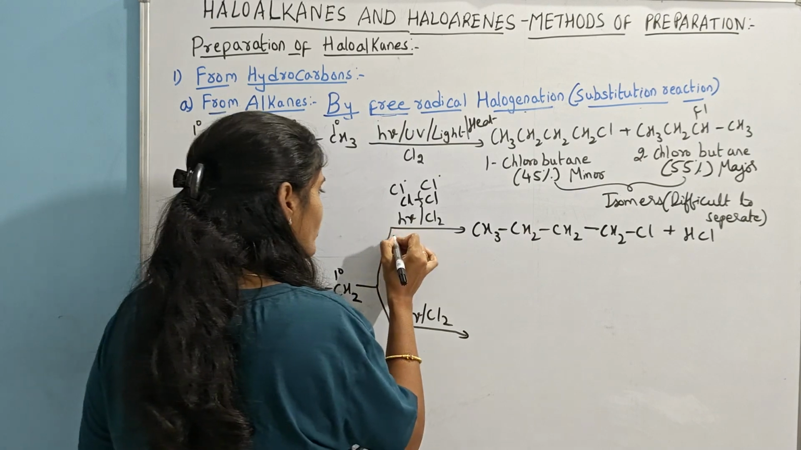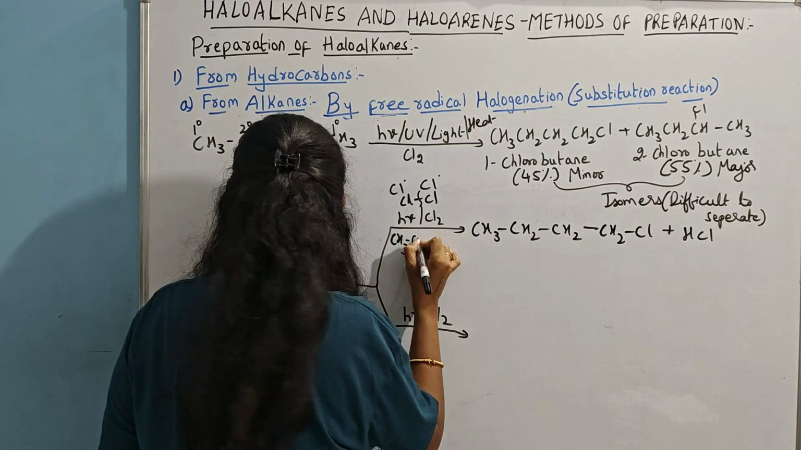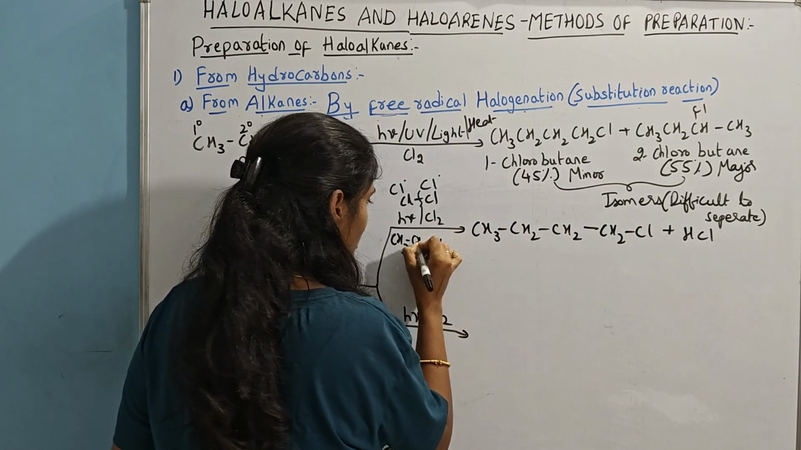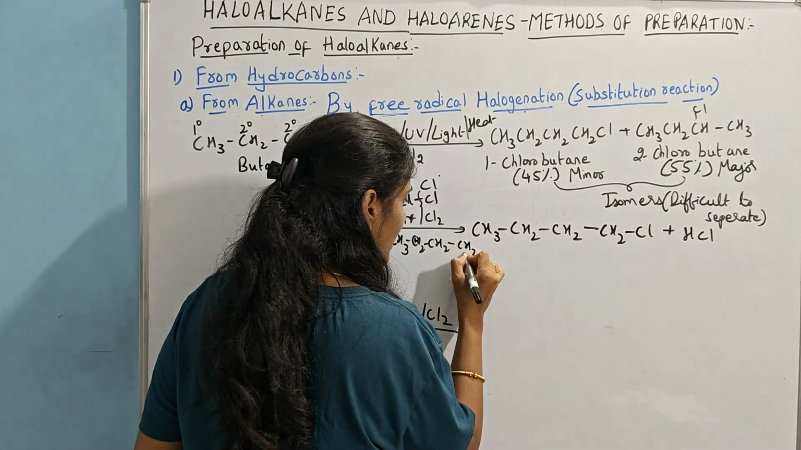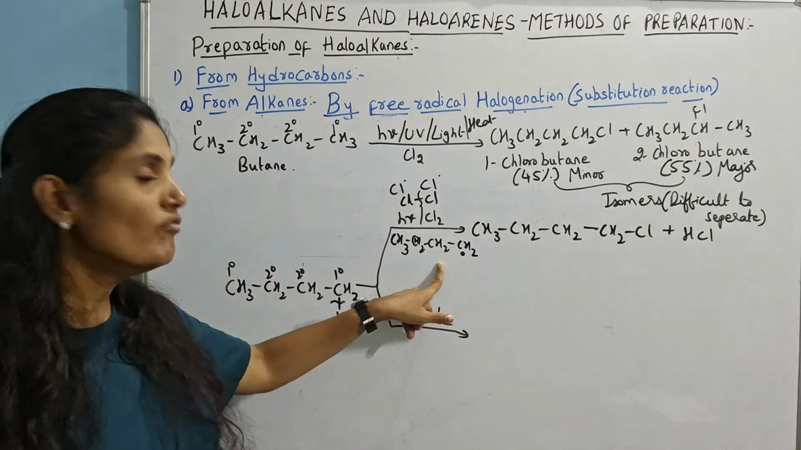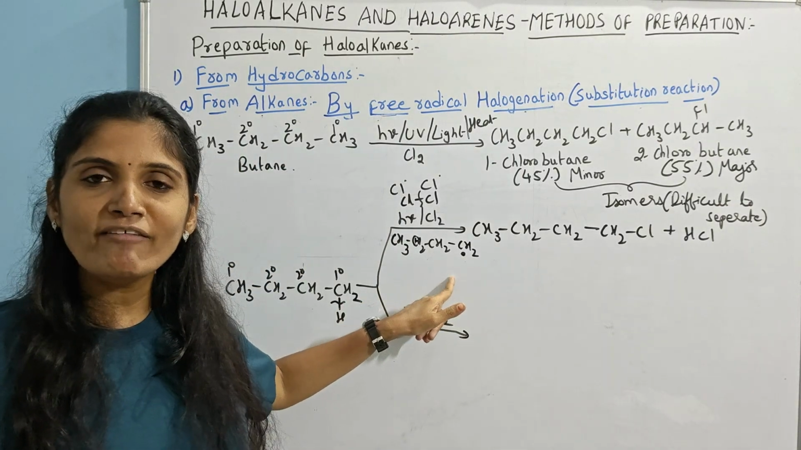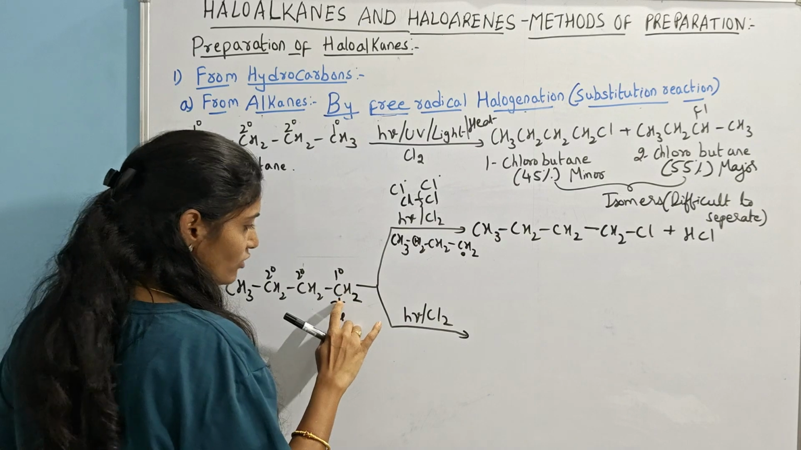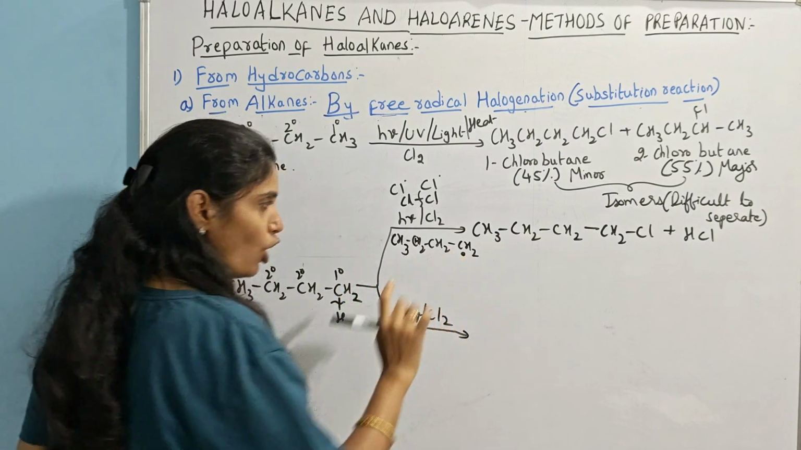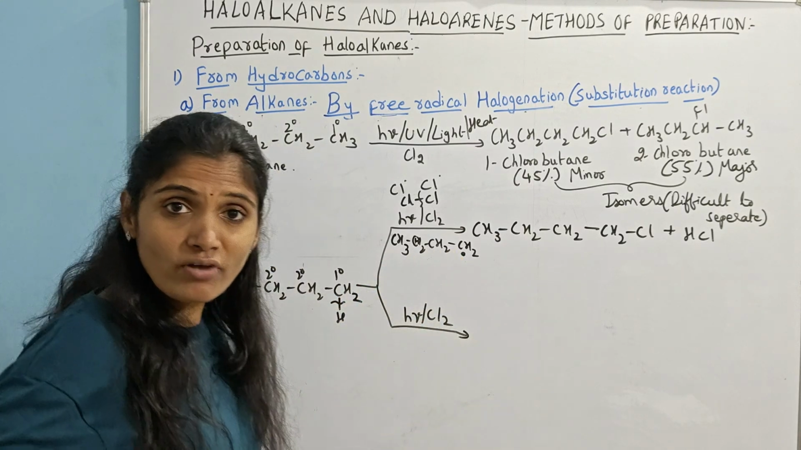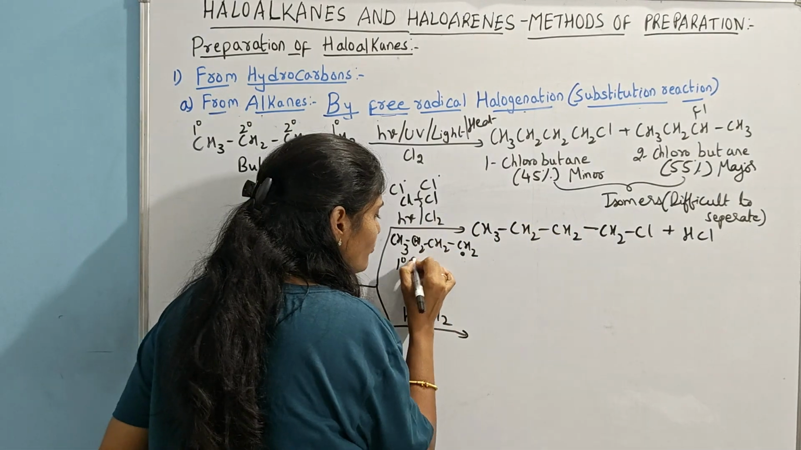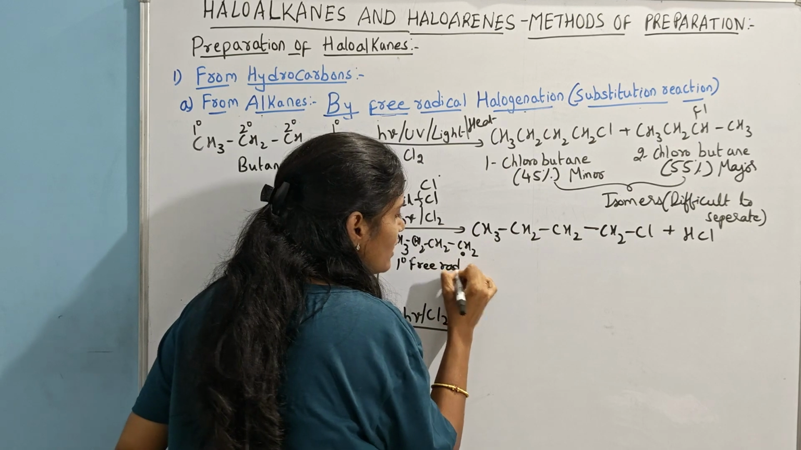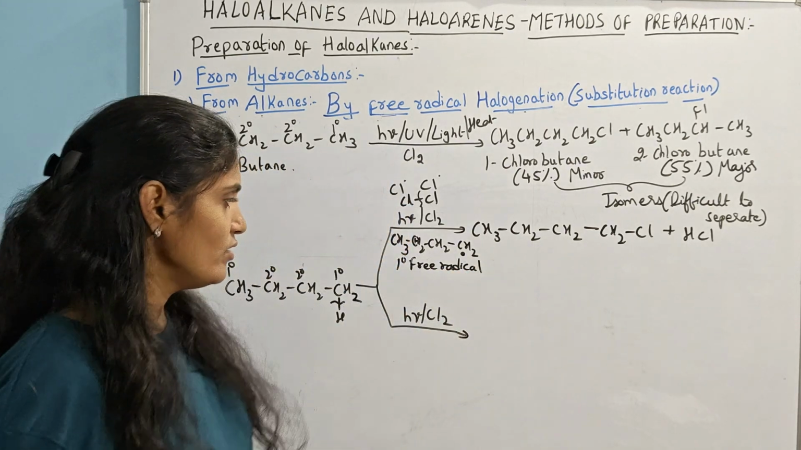But what is the intermediate I am getting here? CH3CH2CH2, because this bond is breaking, so I get CH2 dot. This is the intermediate radical I get in this reaction. What type of radical is it? This is my primary free radical.